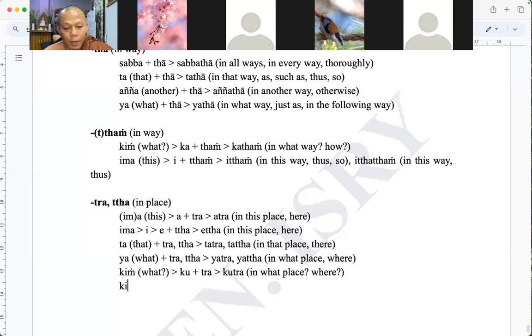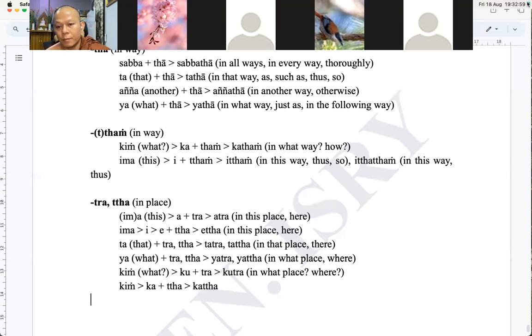The same with that ka-me, but ka-me is replaced by the gata, and the ta. So gata, the same meaning, in what place or where. Okay.